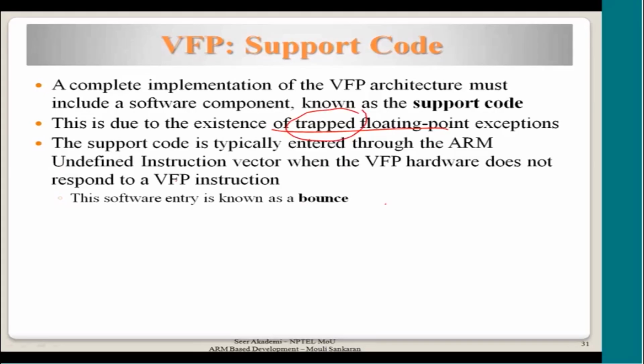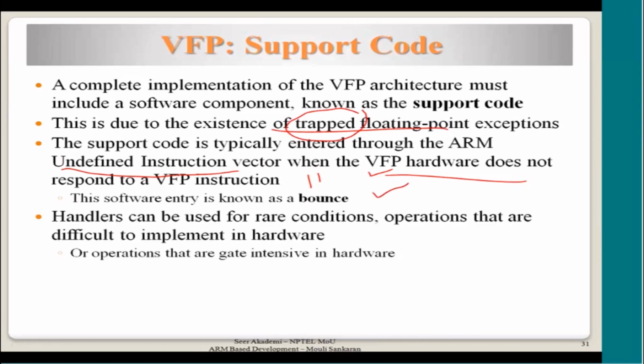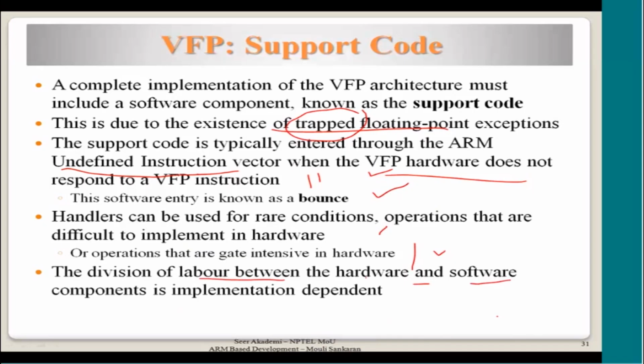The support code is typically entered through the ARM undefined instruction vector, as I told you, when the VFP hardware does not respond to a VFP instruction. It could be that when the operation is not possible to perform, the vector processor says it doesn't want to take this instruction, so it will not respond back with the busy signal. Then the exception can be generated, or it could happen later, after the execution. Handlers can be used for rare conditions, and wherever the operations cannot be implemented in hardware, the exception handling can be done. So the division of labor between hardware and software is an implementation dependent decision.